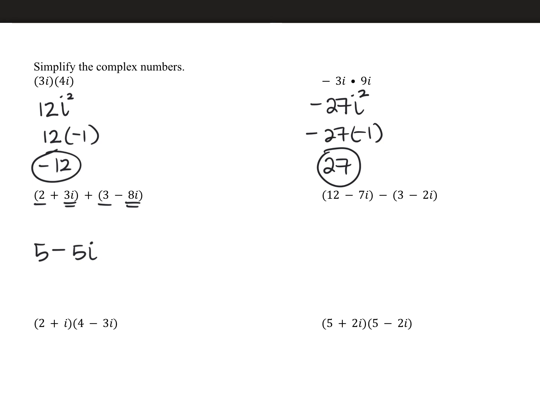With subtraction, again, I'm going to treat it very similar to when we were subtracting polynomials. My first step is to distribute that negative into my second set of parentheses. So it becomes 12 minus 7i minus 3 plus 2i. And now I do the exact same thing with addition. I combine like terms. So 12 minus 3, which is 9, and then -7i plus 2i, -5i.